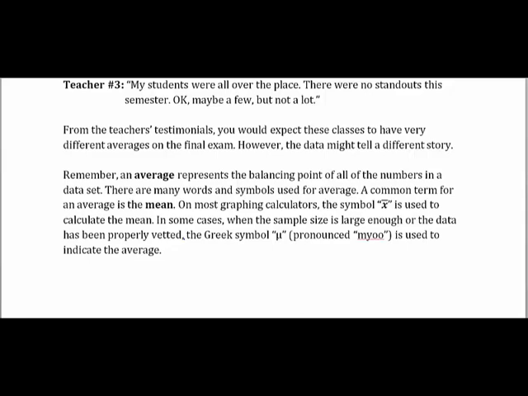Now, let's talk about what an average is. An average represents a balancing point of all the numbers in a data set. There might be many words and symbols used for average, and a common term for an average is mean. Now, on graphing calculators, the symbol X bar is used to calculate the average. In some cases, if the sample size is large enough for the data to be properly vetted, the Greek symbol mu, pronounced M-Y-O-O, mu, is used to indicate the average.